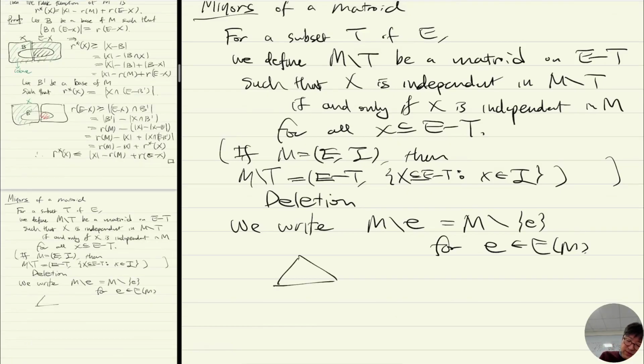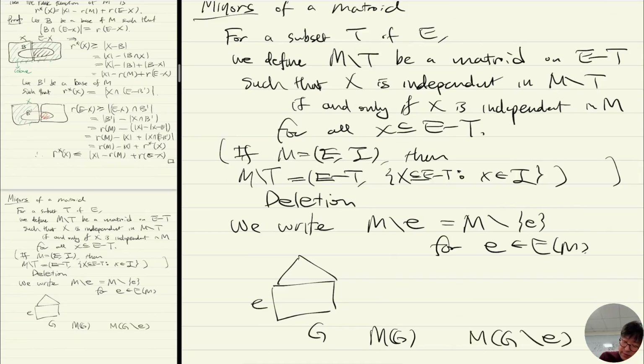So what are the examples? For instance, if I have a graph G, then the cycle matroid, we know what it is. If I delete an element e, the independent sets are precisely the same, so it's just deleting this edge. So deletion just works out nicely.